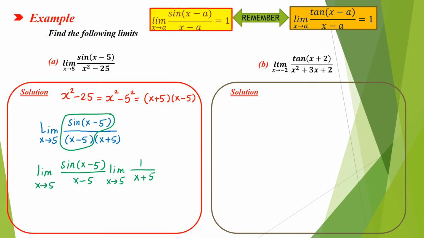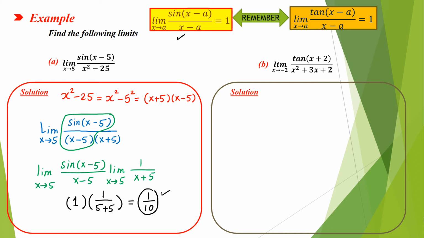After that, we have the limit of sine of x minus a divided by x minus a when x goes to a equals 1. So the first limit is equal to 1, and for the second limit you have to use direct substitution, and you will get 1 over 5 plus 5. This gives us 1 over 10.